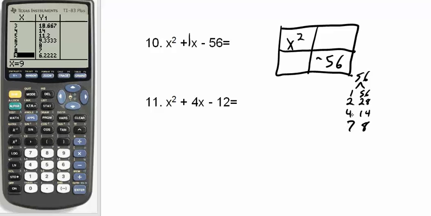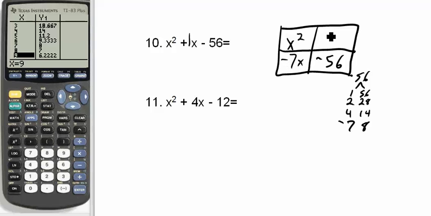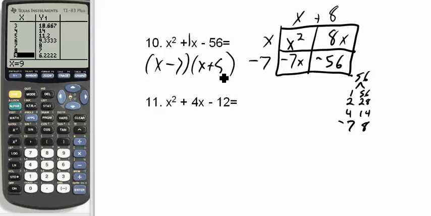Now, the signs need to be different to make this negative. So I need the bigger one to be positive. So the 8 is going to be positive and the 7 is going to be negative. So negative 7x, positive 8x. So what can go into both of these? X can go into both of these. 7, and I'm going to keep this sign so it's negative. Can go into both of these. X can go into both of these. 8, and this is positive, so I'm going to keep that sign. So x minus 7, x plus 8.